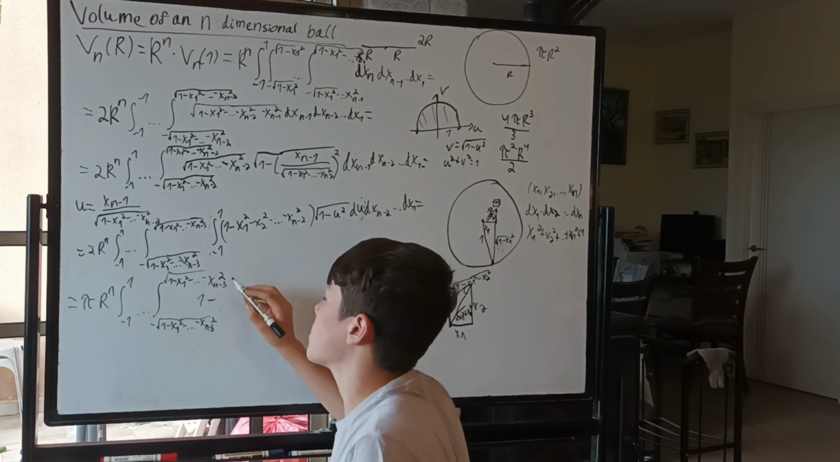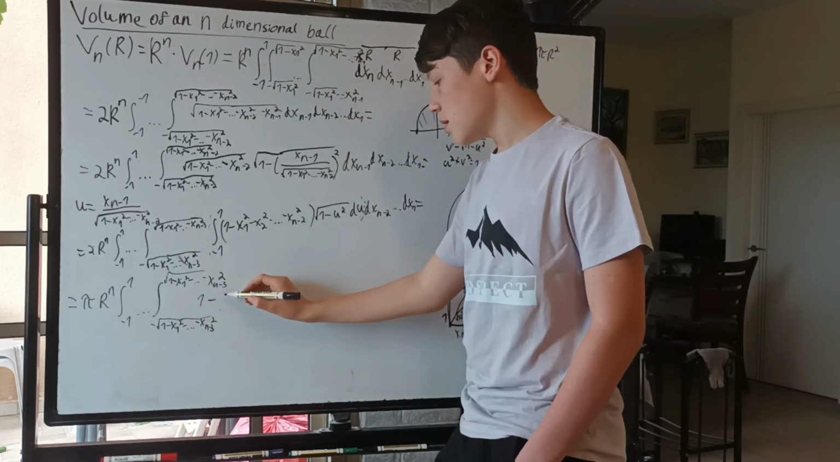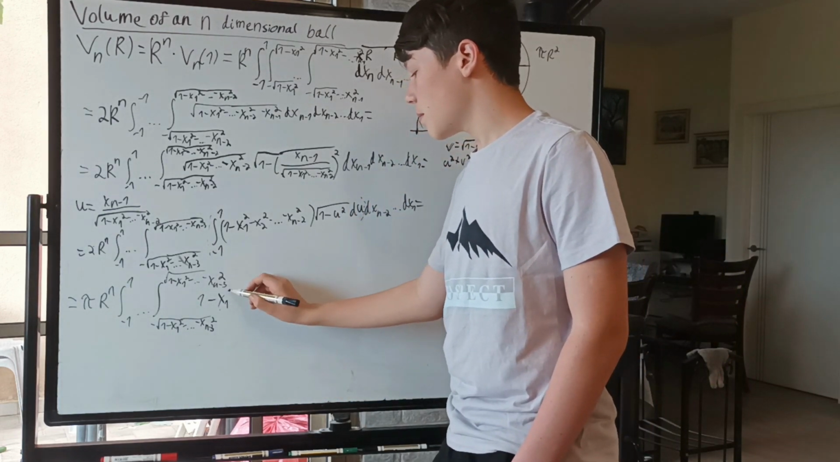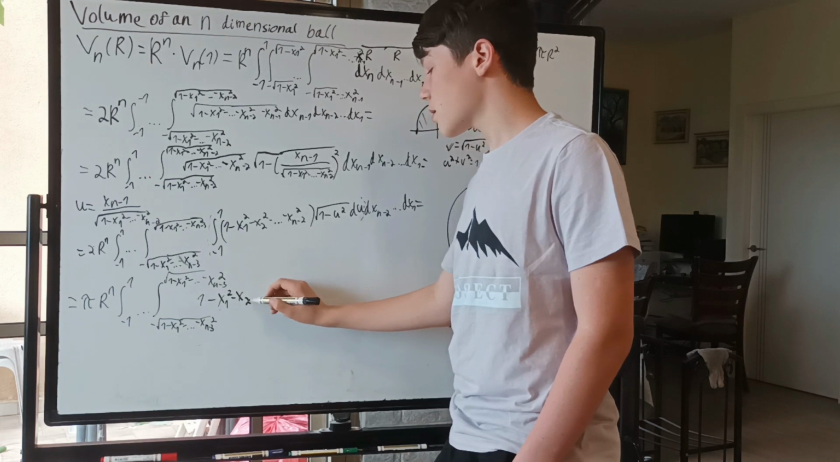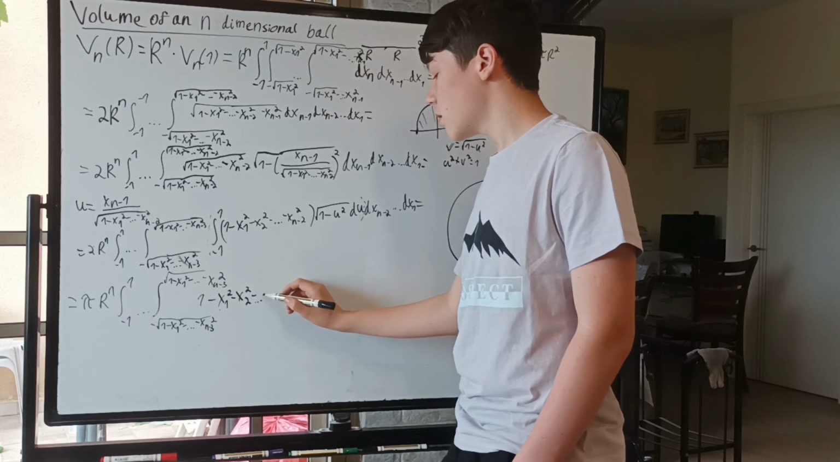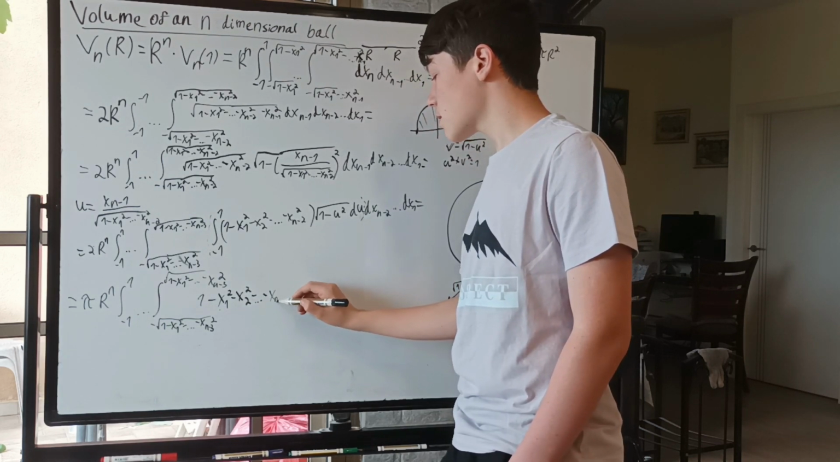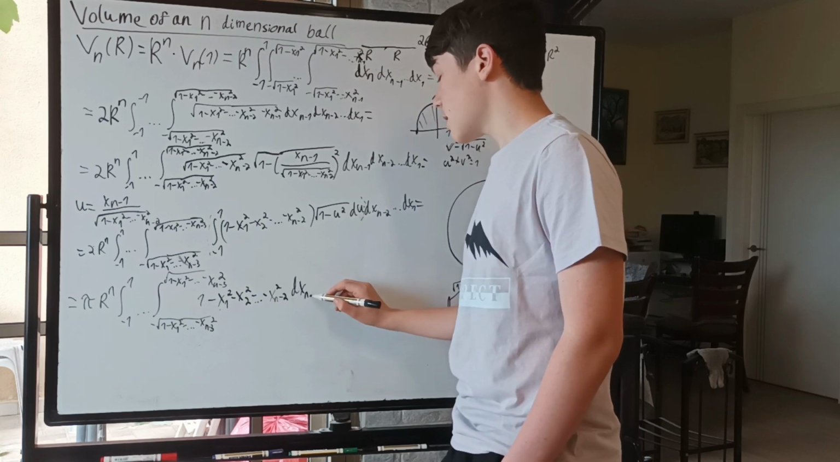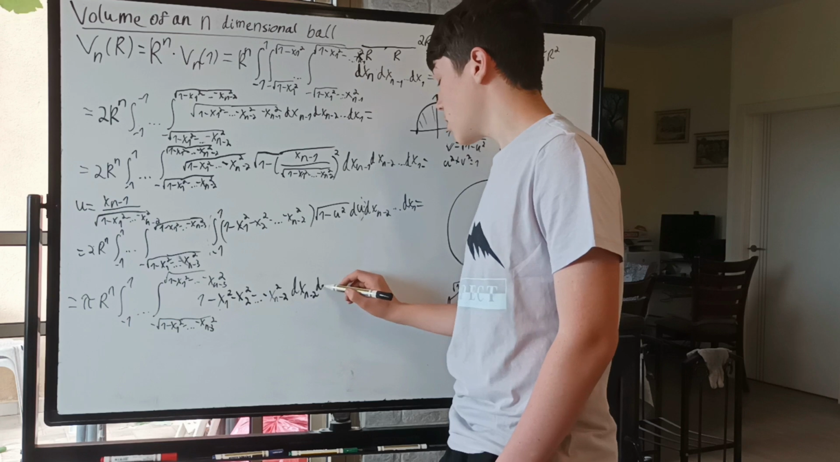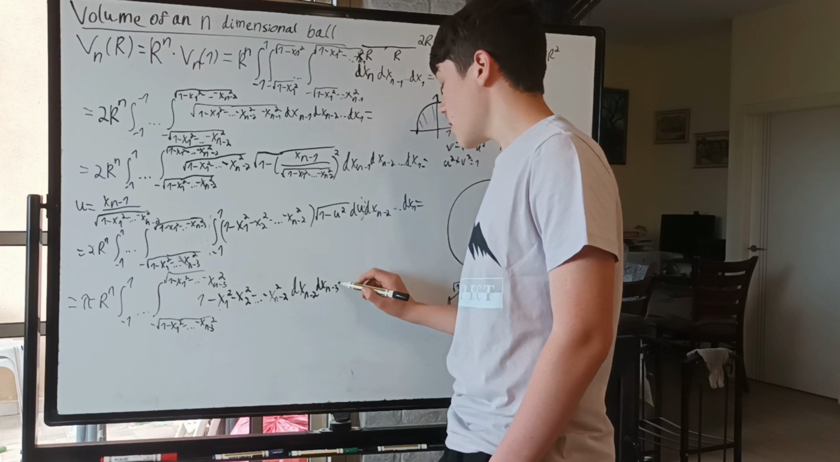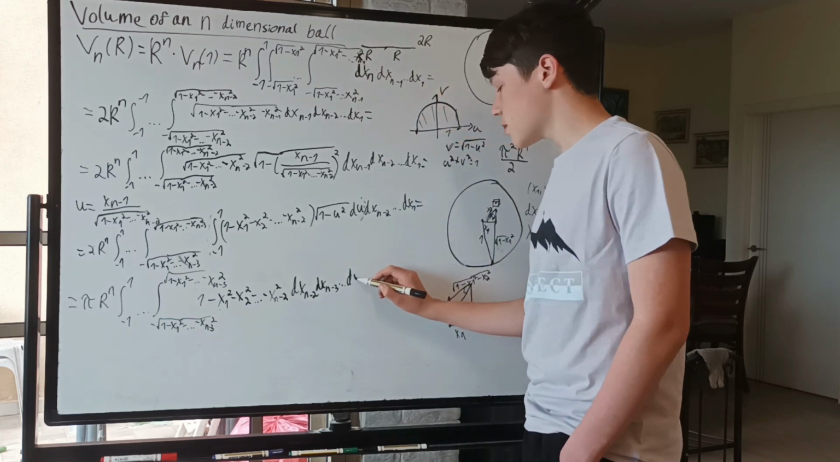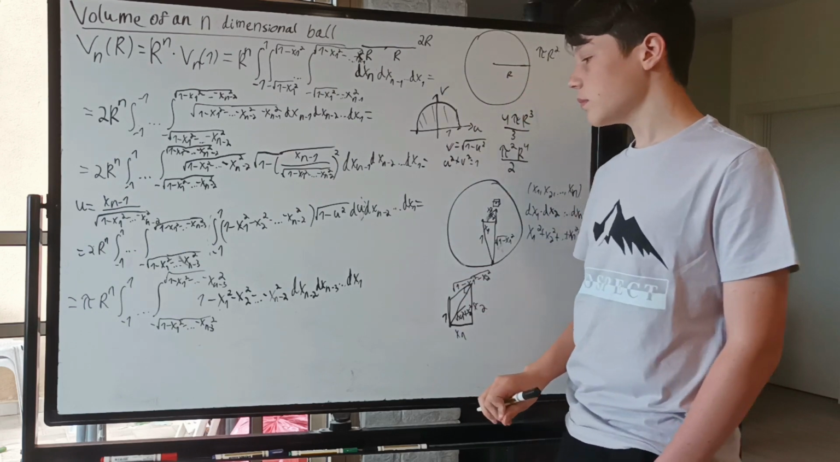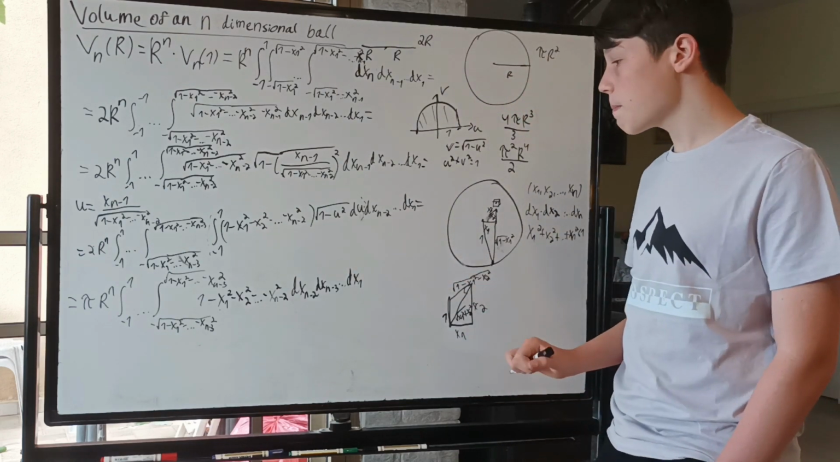And now we have this integral. This is the integral of 1 minus x1 squared minus x2 squared minus up to xn minus 2 squared. And then dxn minus 2, dxn minus 3, and so on until dx1. This is our new integral.